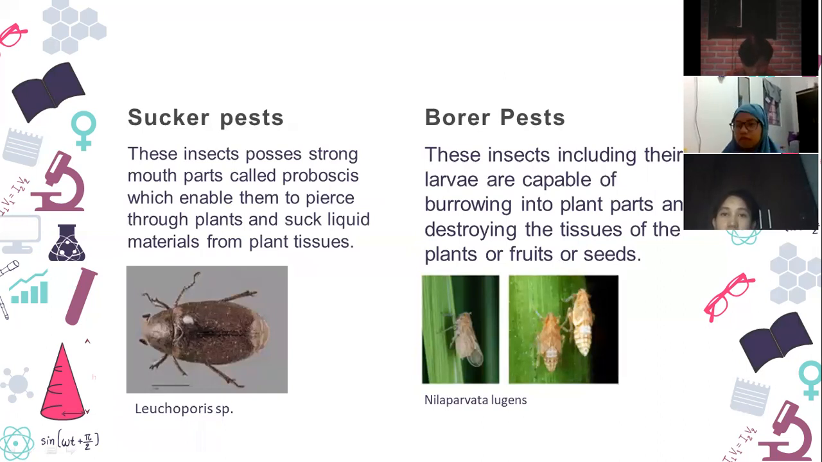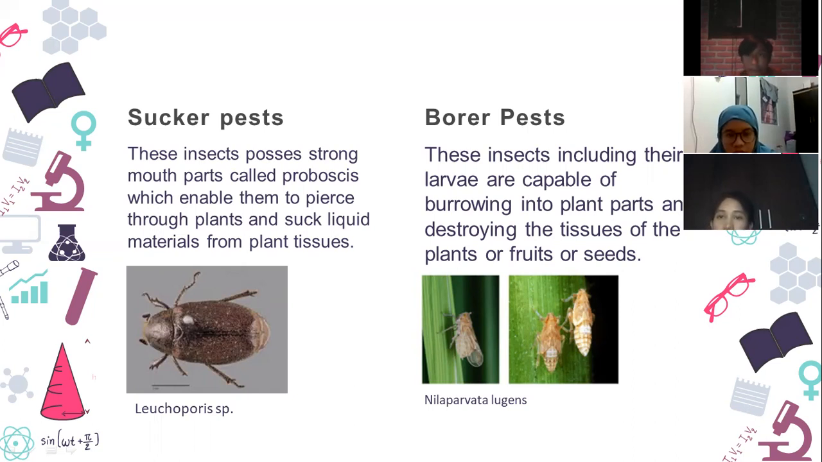The sucking pests. These insects possess strong mouthparts called proboscis, which enable them to pierce through the plants and suck liquid materials from plant tissue. For example, Nilaparvata lugens. The borer pests are insects, including their larvae, that are capable of burrowing into plant parts and destroying the tissue of the plants or fruits or seeds. For example, Leucopholis sp.